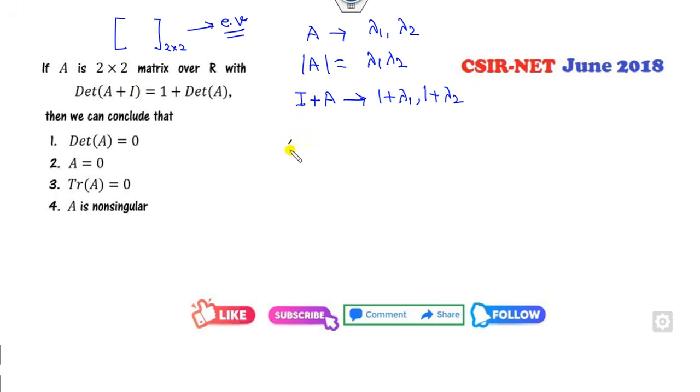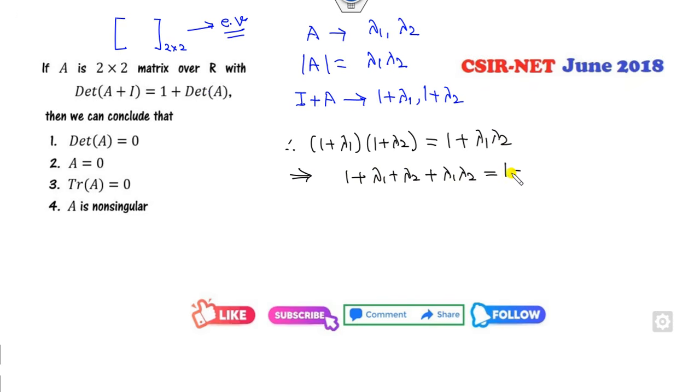Then I can substitute this value. Product of the eigenvalues is the determinant, which is 1 plus... Now you can open this bracket: 1 plus lambda 1 plus lambda 2 plus lambda 1 into lambda 2. Now clearly say this number will be cancelled, 1 will be cancelled. What does it imply? Sum of the eigenvalues, the trace of the matrix, must be 0.